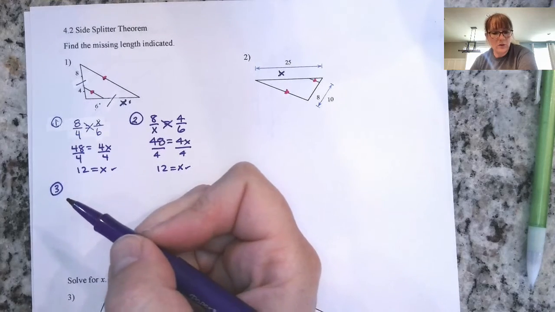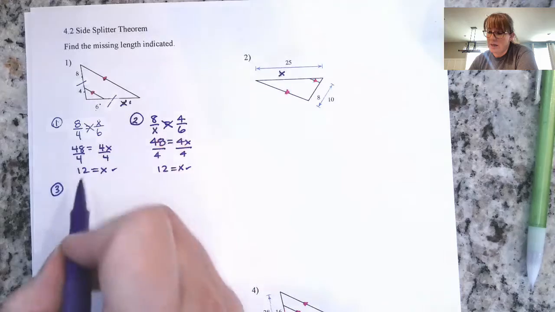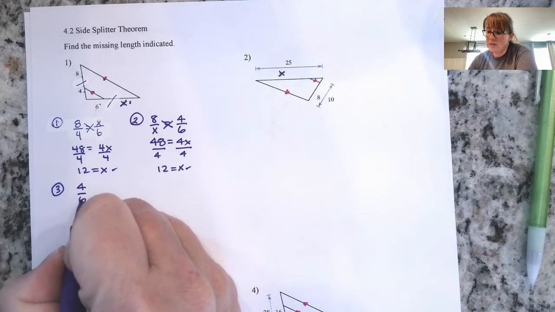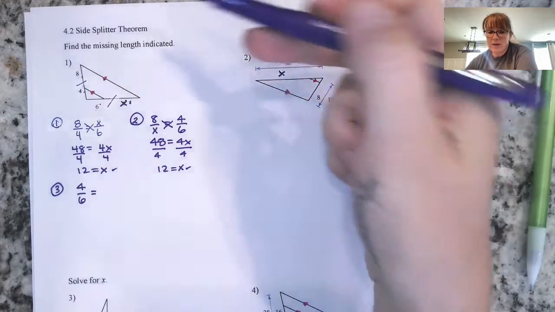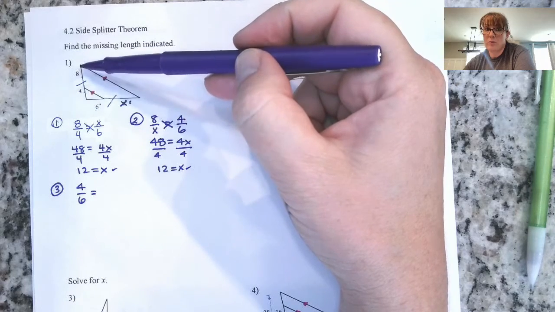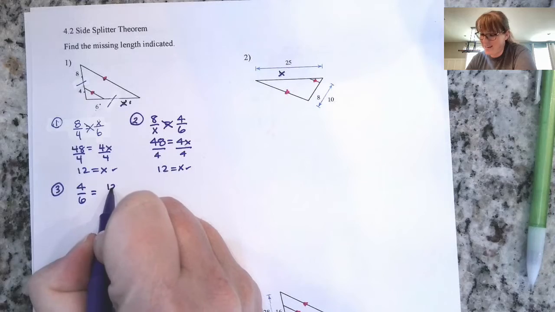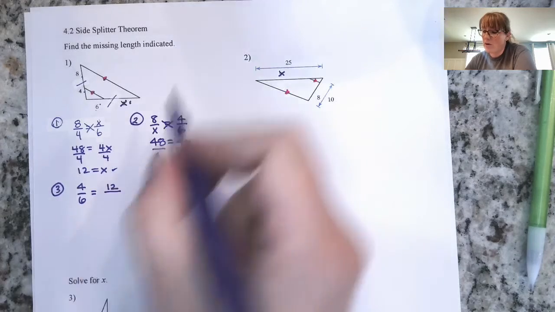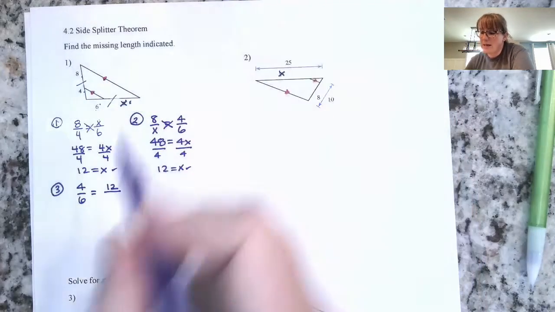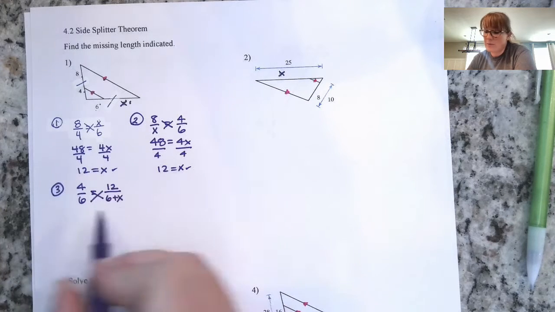We could do 4 over 6, this little guy over this little guy. So 4 over 6, and then we're going to set that equal to this entire length. So we got the little portion over the big portion. So 8 and 4 is 12, over 6 plus x.